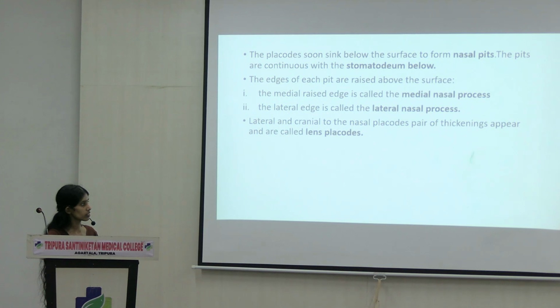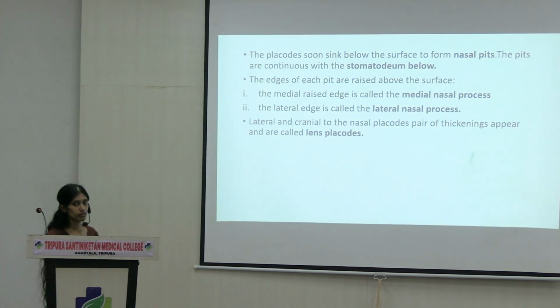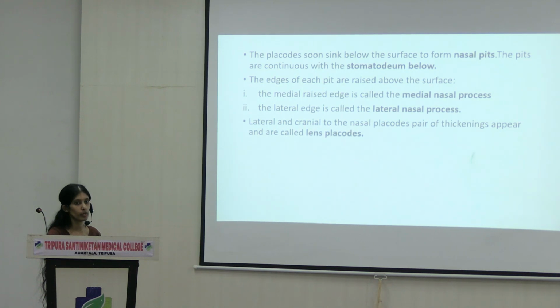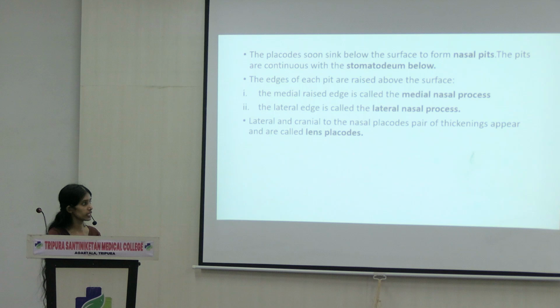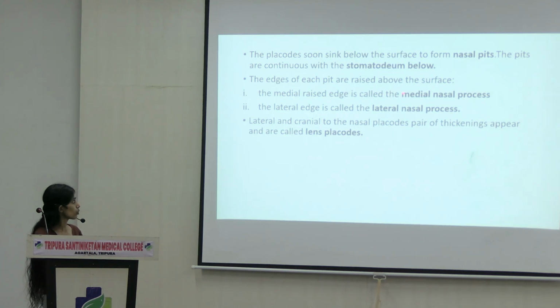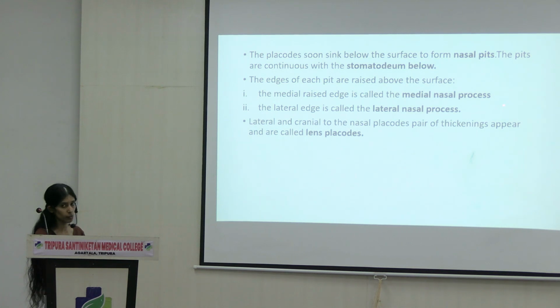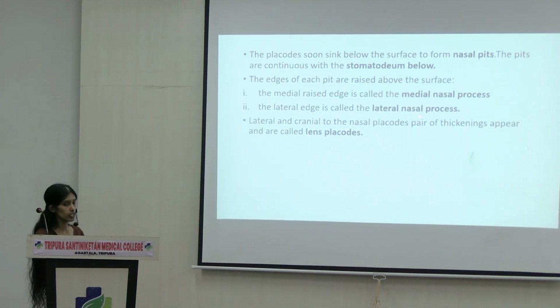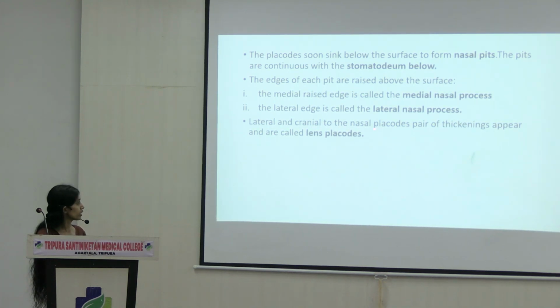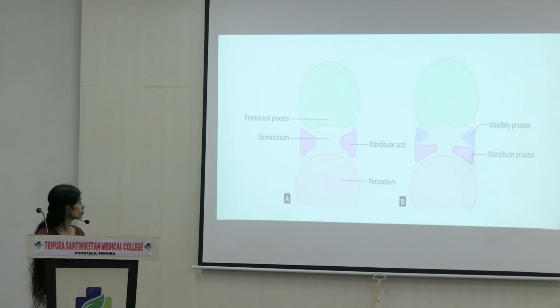You can see here, once the nasal placode formation takes place, it will lead to the formation of nasal pits, and below that it is entering into your stomodeum region. The edges of each pit are raised above the surface. The medial raised edge is called the medial nasal process, and the lateral edge is called the lateral nasal process. So surrounding your nasal pit, we can see two important processes. The medial side one is called the medial nasal process, and the lateral side one is called the lateral nasal process. Lateral and cranial to the nasal placodes, one more pair of thickenings will appear, that is called the lens placodes. Yes, you can see here.